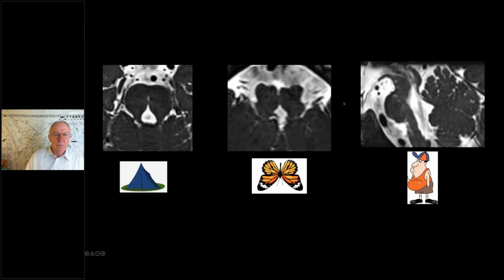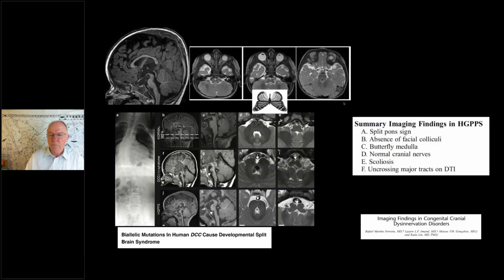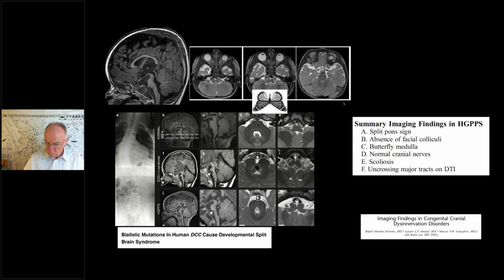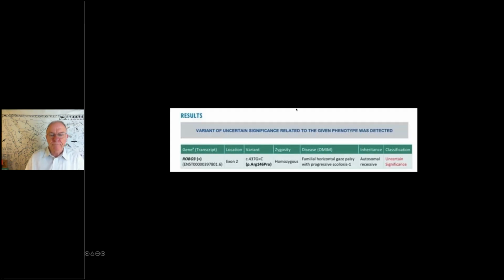So at that point, we had suggested a possibility of a ROBO3 mutation. And on the genetics, we got a variant of uncertain significance, but I think the clinical and the imaging phenotype matches with the ROBO3 mutation. So these are two worked up cases, and I think that should end our session. If there are any further comments, we would like to take them.